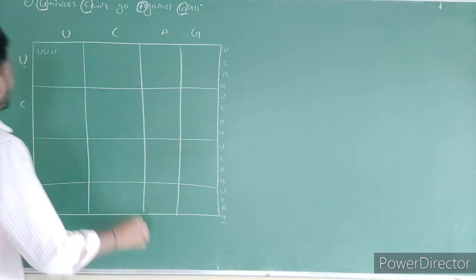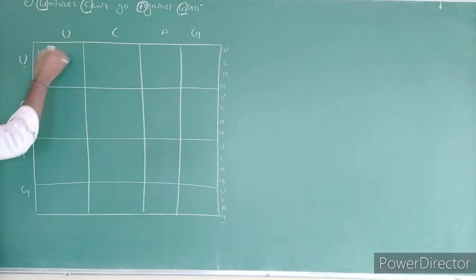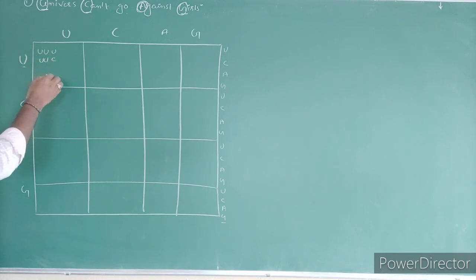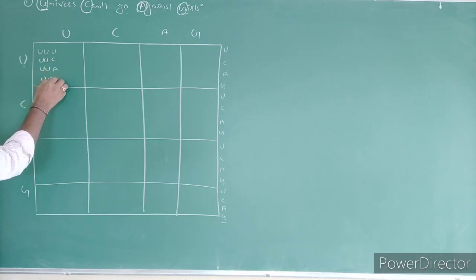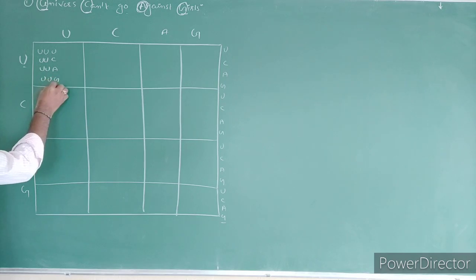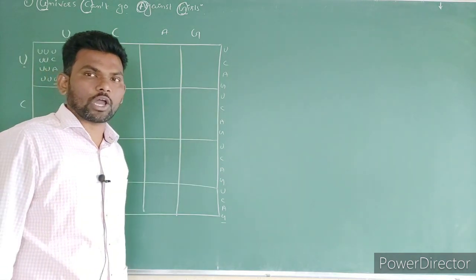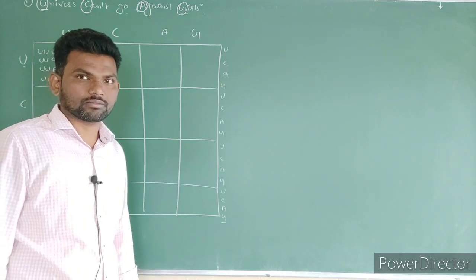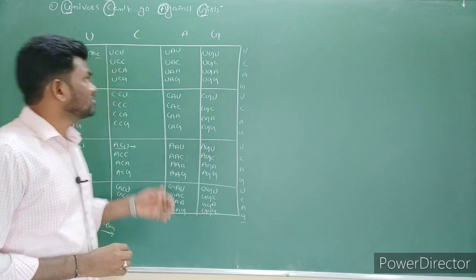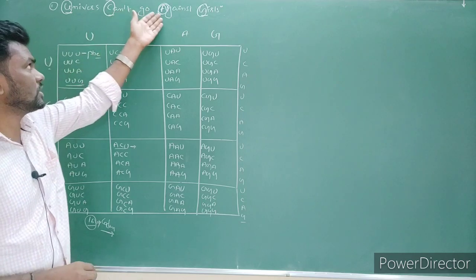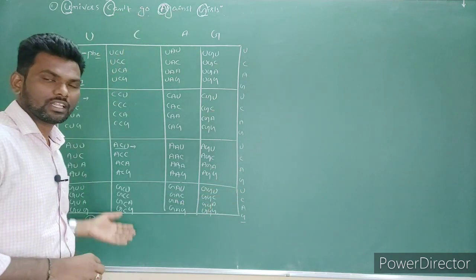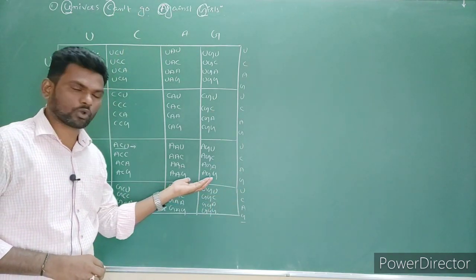Okay, so here first one, second one UC, third one is UA, and fourth one is UG. You have to write the entire 64 codons first. Now by using this trick UCAG, we prepared one checker punnet. The checker punnet contains 64 codons.